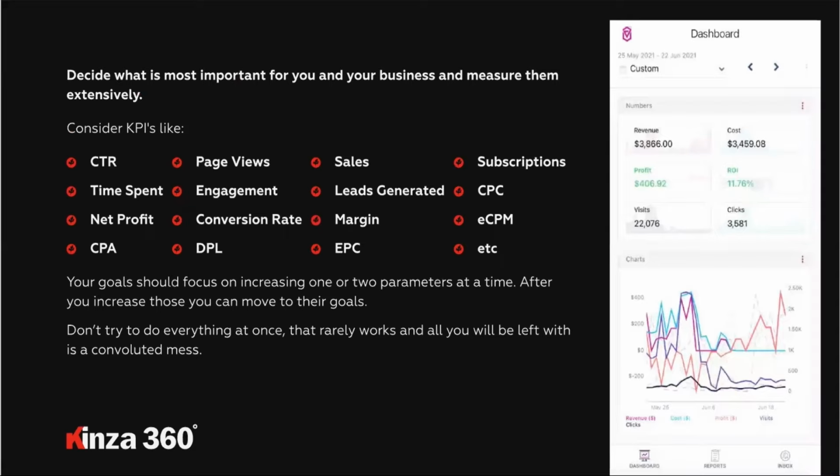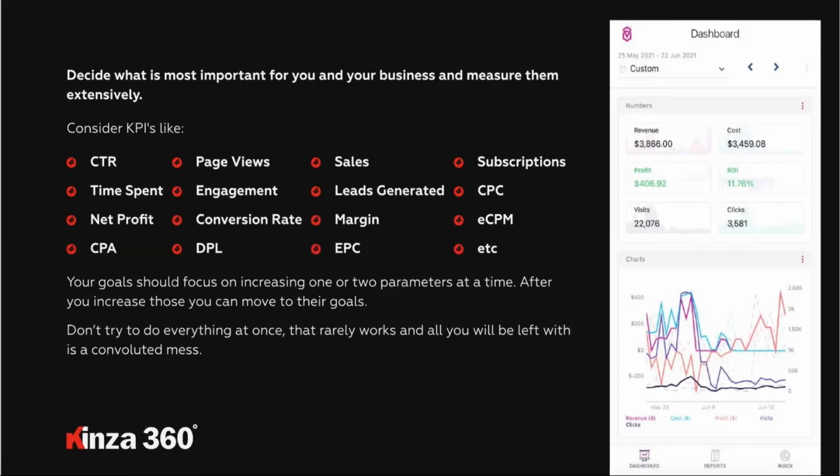Now, very important. Decide what is most important for you and your business and measure it extensively, right? KPIs are so important. Always look at the CTR, the time spent, the page views, the net profit, the conversion rate, the CPL, the engagement, the CPC, the EPCs. I mean, these are very important metrics, and your goal should focus on increasing one or two at a time. After you increase those, you can move to the next goal. Don't try to do everything at once. That rarely works, and you will be left with a convoluted mess.